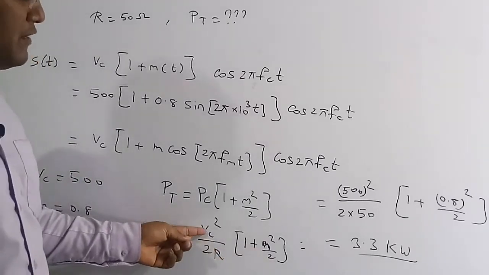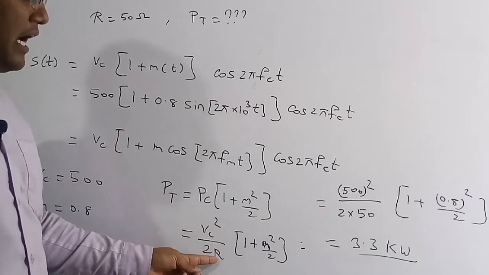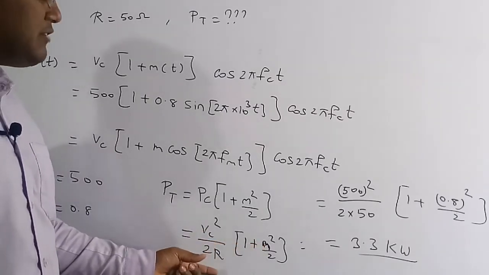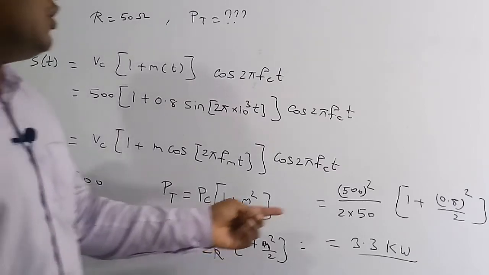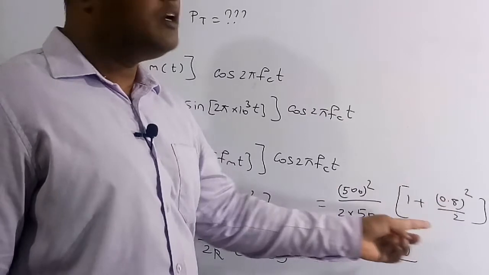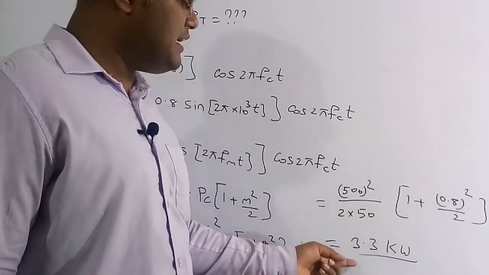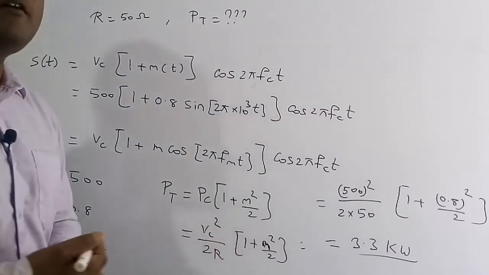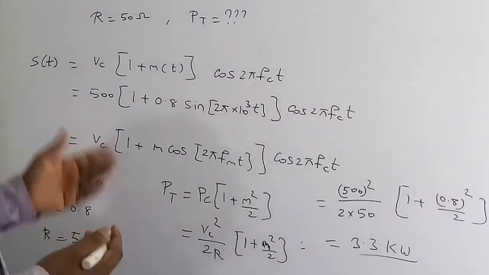So we know the value of Vc. Vc is 500, R is 50 and M is 0.8. So substitute all these values in this equation. Now we are going to get the answer. So 500 whole square by 2 into 50 into 1 plus 0.8 whole square by 2. If you solve this equation, we are going to get the power as 3.3 kilowatt. Therefore this much power is dissipated on this resistive load of 50 ohm.